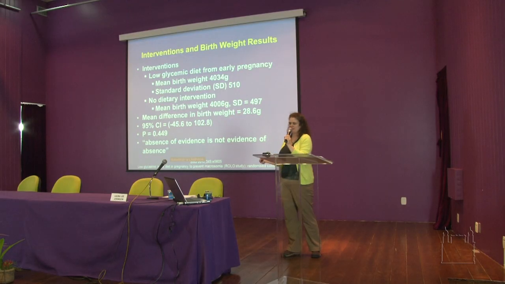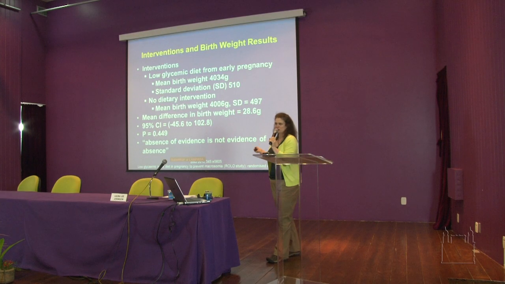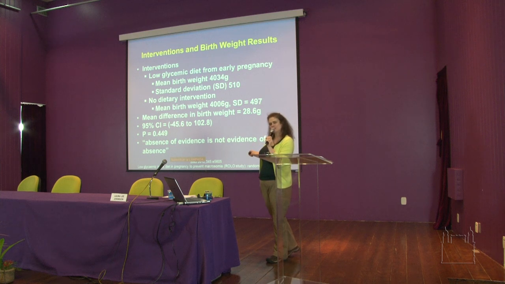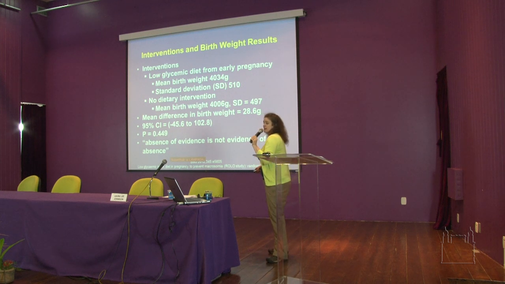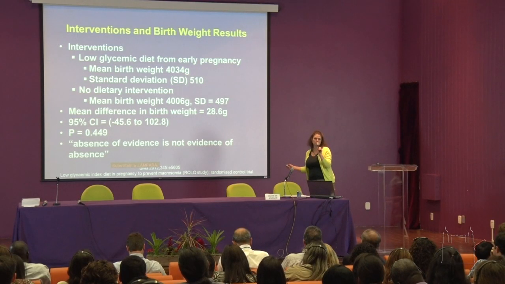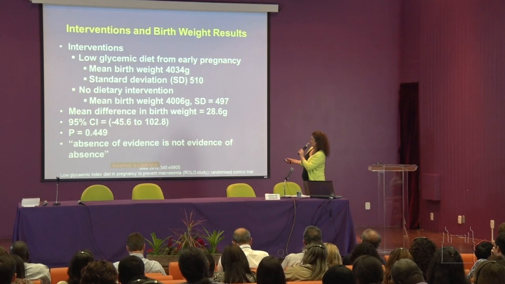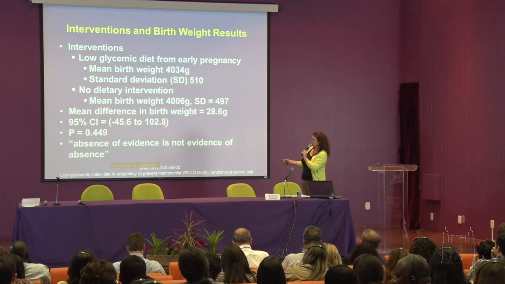I can't say anything yet. I have to actually do the confidence interval of the difference. Because when the confidence intervals are overlapping, I don't know. Now, it turns out in this case, in fact, it isn't statistically significant. So in this case, the mean difference in birth weight was 28.6 grams. By the way, they thought it would be about 100 grams when they were powering the study. The 95% confidence interval goes from negative 45.6 to 102.8.